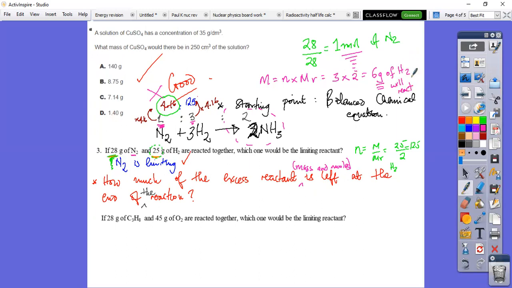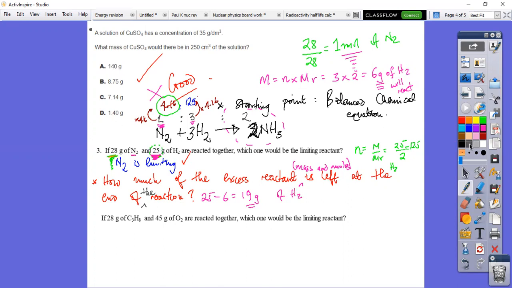And this is in excess. So how much will be left at the end? Well, I thought it was 12.5, but I started off with 25. So 25 minus 6, I have 19 grams of H2.